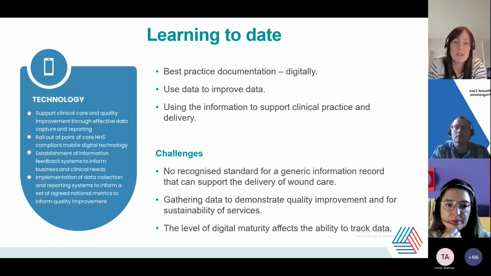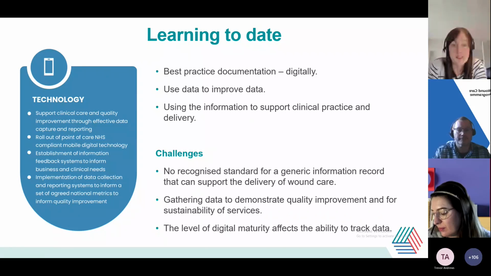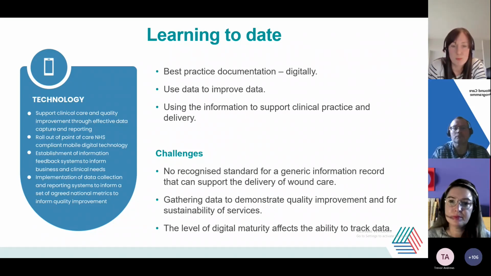Of course, we also continue to have that problem with our various systems talking to one another, including with wound management digital systems. So gathering data to demonstrate quality improvement and assist the sustainability of services remains a real challenge. And it's really hindered by your level of digital maturity locally and your ability to track data.